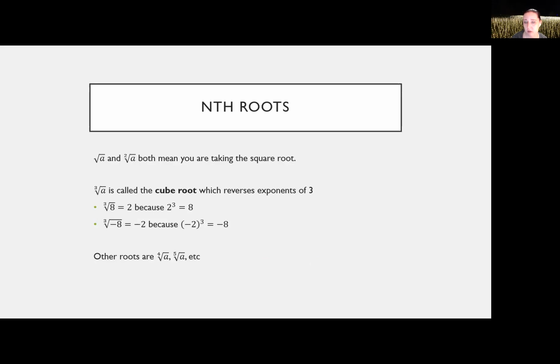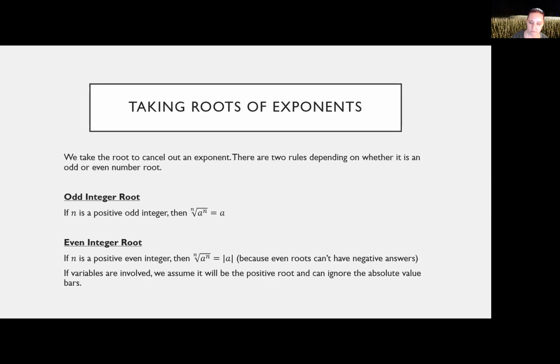And the one with the 3 is called a cubed root, which undoes or reverses exponents of 3. So the cubed root of 8 gives you 2, because 2 to the 3rd power is 8. And the cubed root of -8 gives you -2, because -2 cubed is -8. We are going to be taking roots of things with exponents, and the goal is to cancel out the exponent.